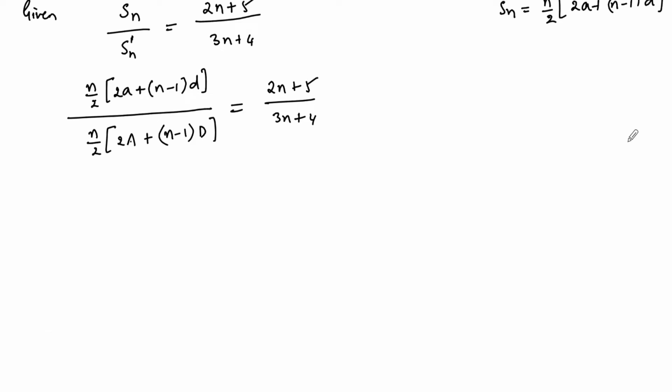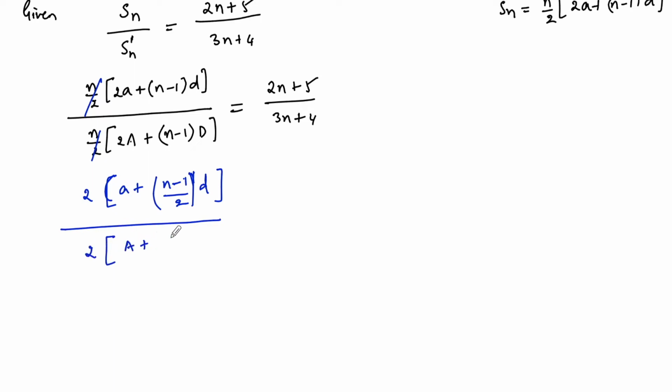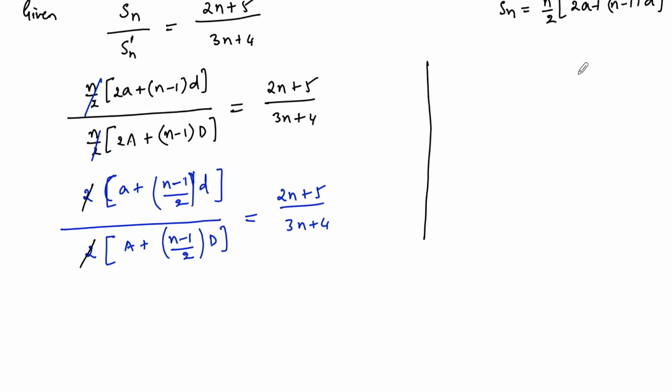So further simplifying, we can cancel n upon 2 and we can take 2 common, and we can write a plus n minus 1 upon 2 times d, upon, again 2 common in the denominator, a plus n minus 1 upon 2 times capital D, which is equal to 2n plus 5 upon 3n plus 4. So we can cancel 2 and 2, and let us consider we need to find the ratio of their mth terms.